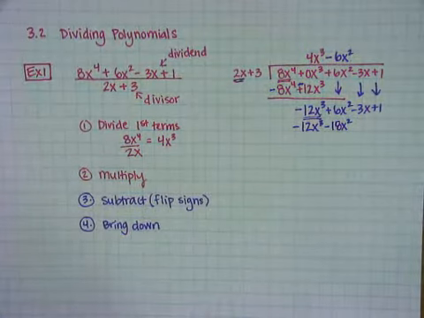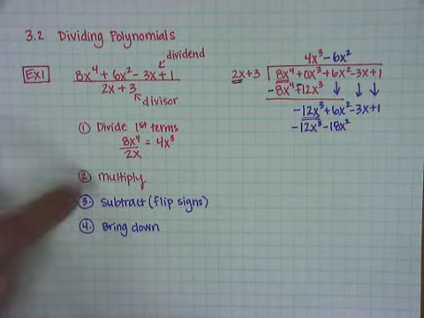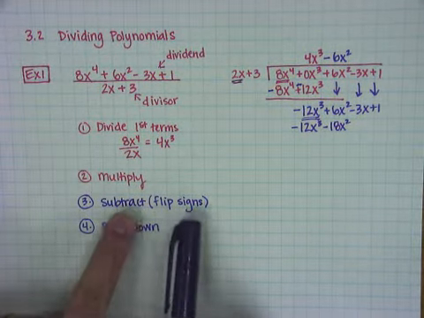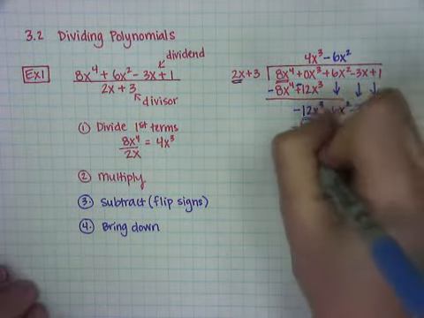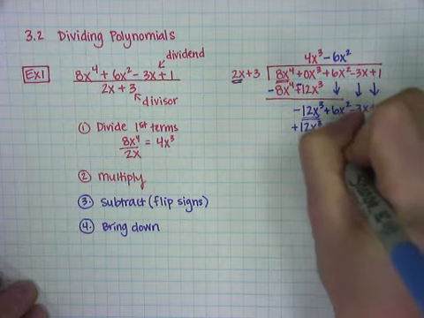So I've divided, I've multiplied, and now I'm going to subtract, which means I'm going to switch the signs. I'm going to switch colors here just to emphasize this. So I'm going to make this a positive and make this a positive.